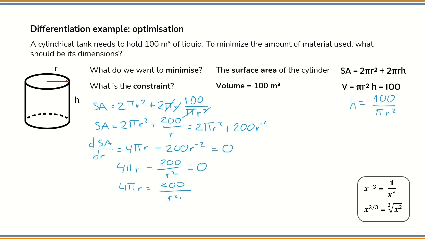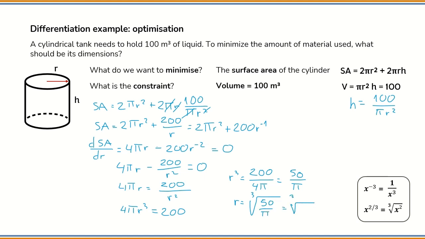Now I'm going to continue rearranging. If I times by r squared both sides of the equation, I have 4 pi r cubed equal 200. r cubed equal 200 over 4 pi. And this is 50 over pi. r is the cube root of 50 over pi.